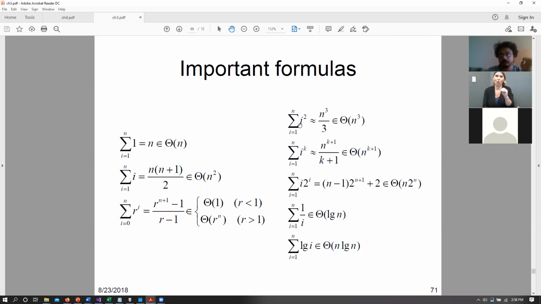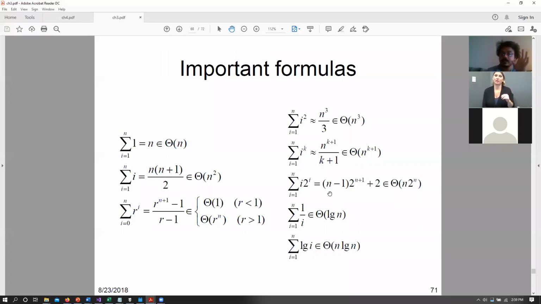Right. So here we have the summation of i squared for i from 1 to n. We have n cubed by 3, or that is in general theta of n cubed. Generally, i raised to the power of k sums up to n to the power of k plus 1 by k plus 1.